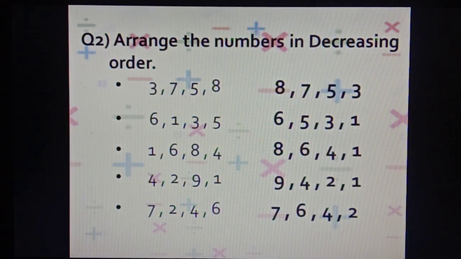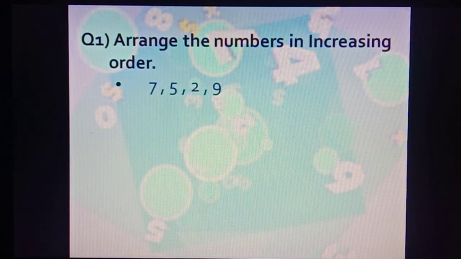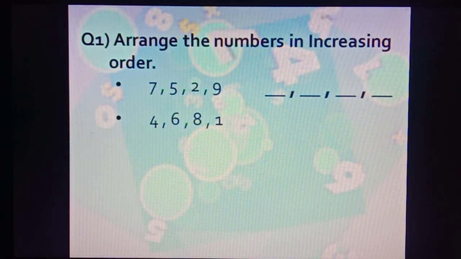Very good. Now I'll give you all the homework. You all have to do it by yourself and practice it well. So the first question for our homework is arrange the numbers in increasing order. The first question is 7, 5, 2 and 9. You have to write the correct increasing order. The next question is 4, 6, 8 and 1. Write it in the form of increasing order.